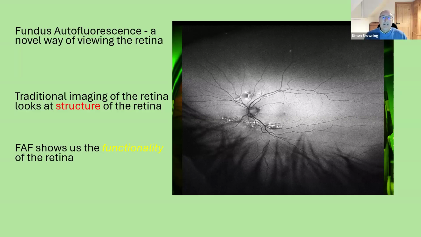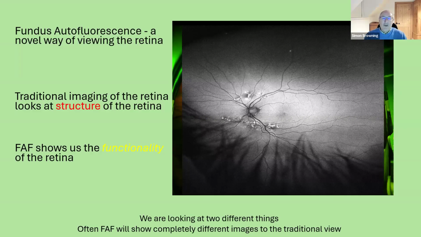And so this already sends the warning out that what we're dealing with here is the way that the retina metabolizes waste products, and how do we keep a healthy environment within that retina. So when we look at an autofluorescent image, we're looking at two completely different things. The structural image is the color one, and the autofluorescent one is the functionality one. And often autofluorescence will show you things in a completely different way to the traditional view, and often much, much earlier when the retina is just stressed as opposed to structurally compromised.